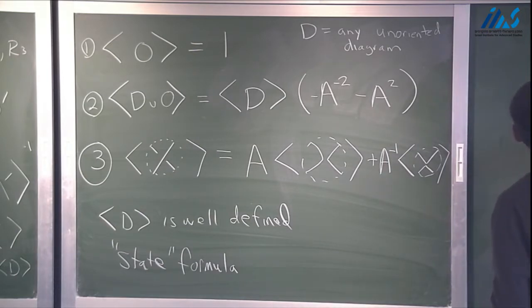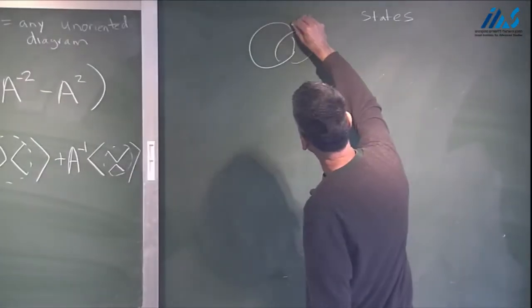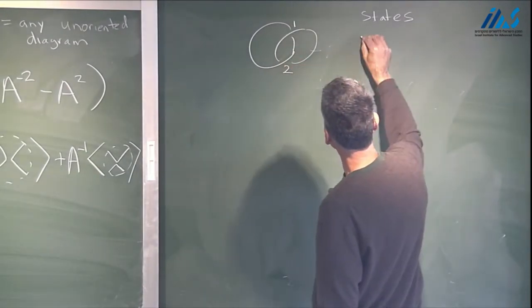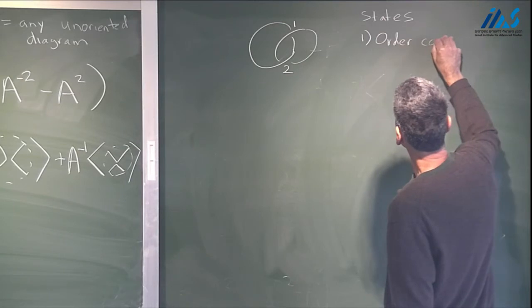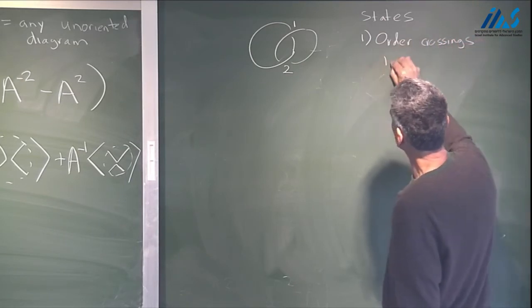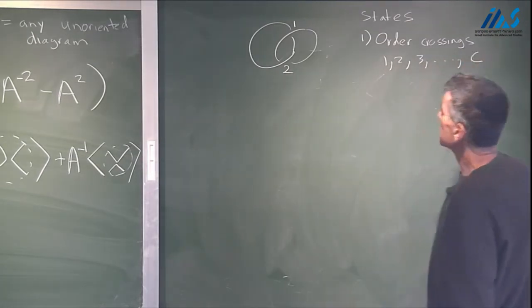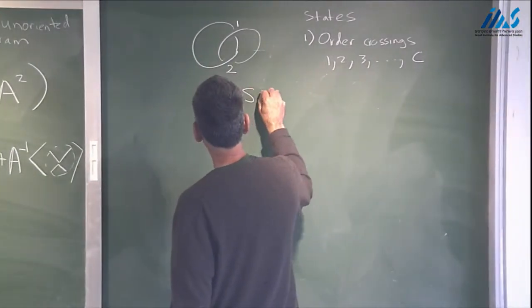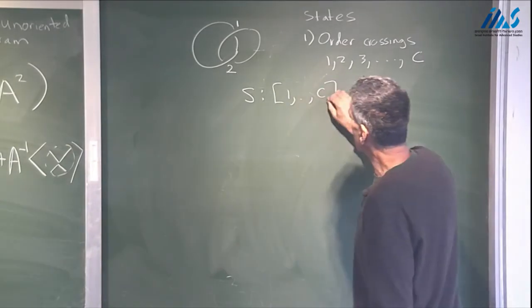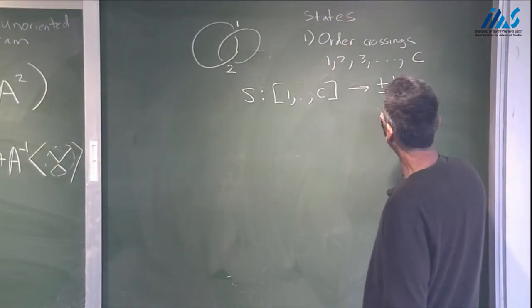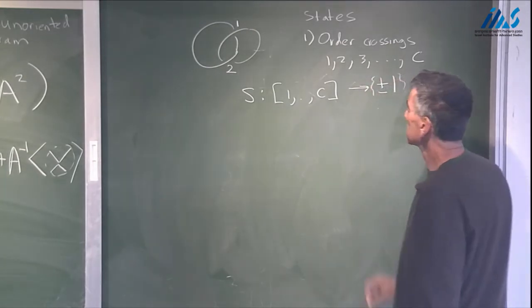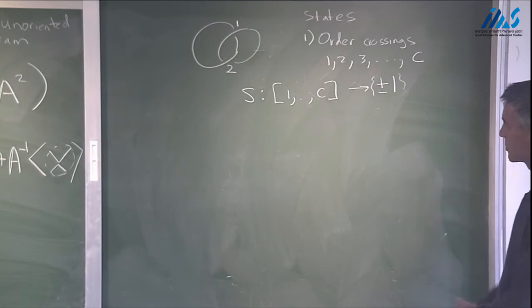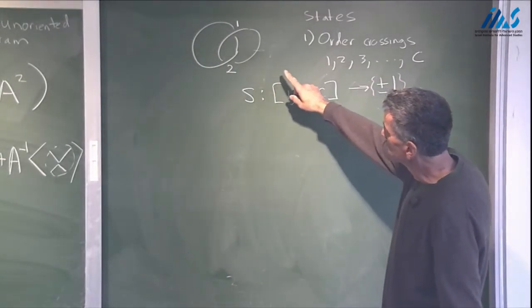Let's go back to this example. This diagram, we can assign to it certain states. A state will be defined as follows. First, we order the crossings, so we'll label them from 1 to C, the C crossings. And now a state will be a function from the integers from 1 to C to plus or minus 1. So it'll be a point in plus or minus 1 to the C, the cube of dimension C.